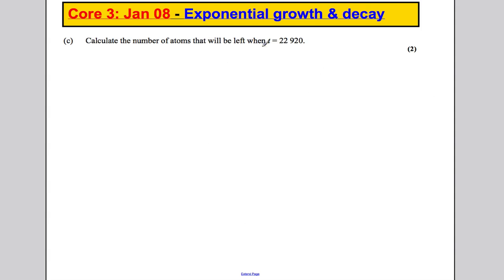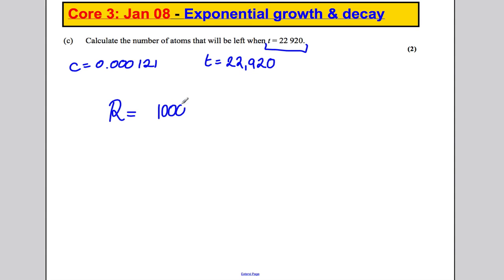Part C, calculate the number of atoms that we left at this time here. Now remember, we now know that C is 0.000121. We are also told time is 22,920, and we are asked to find R. So R is equal to 1000 e to the minus ct, so minus 0.000121 multiplied by 22,920. Tap that in your calculator and let's see what we get.